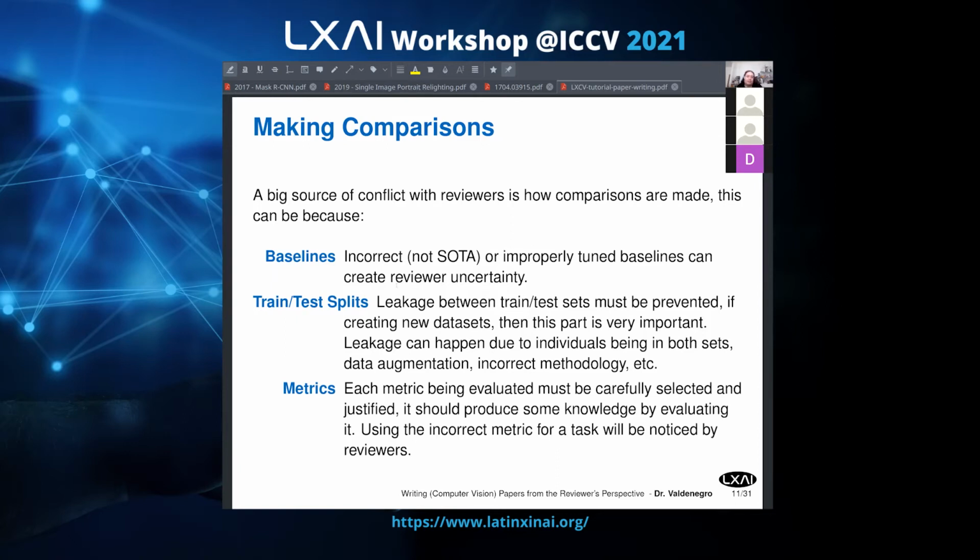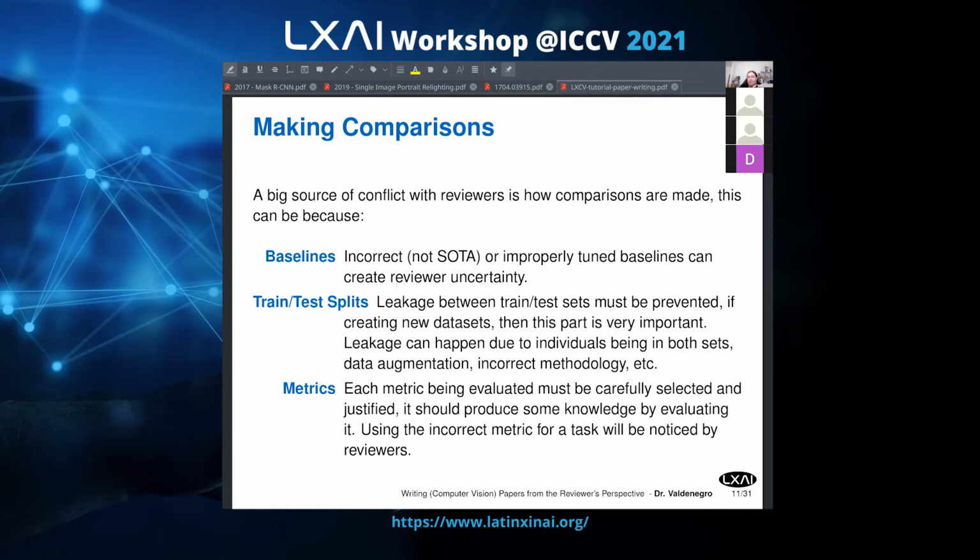So next is train-test splits. This is of course related to machine learning. You can have what is called leakage between the train and test sets, and you must do all possible to prevent this. Leakage means that you have samples that are in the training set and are also present in the test set, and this of course makes the evaluation unrealistic. You will get a much higher metric than you would otherwise. So for example, if you create a new dataset, you should be very, very careful about leakage. It's very important.